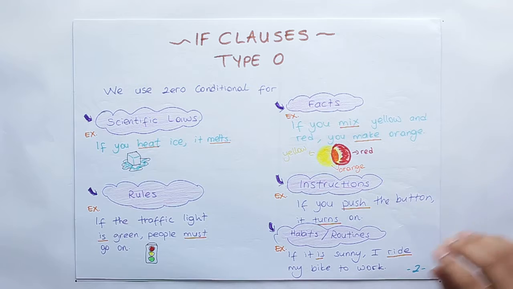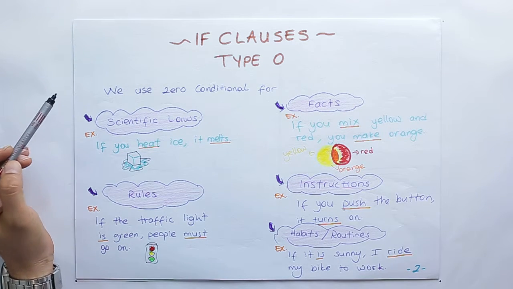We'll start with type 0 conditionals. We use zero conditional for what? For scientific laws, rules, facts, instructions, habits, and routines. Now let's start with the first one, scientific laws.